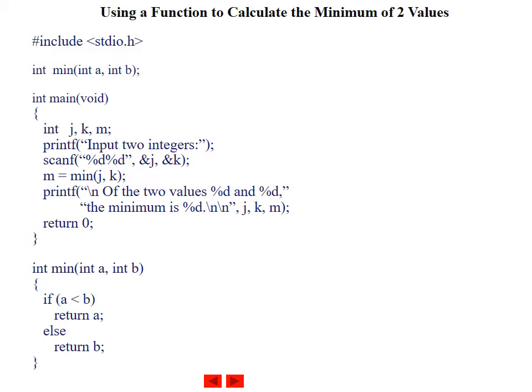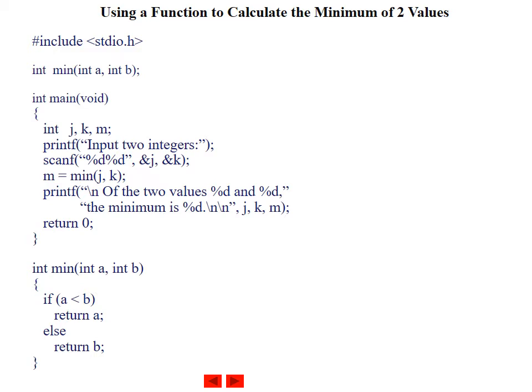Remember, I said the value of j will become a, the value of k will become b. So this will be value of say 1 and 2. So if a is less than b, return a. That means it gives you the output of a, right? Else return b. Okay. So what is returned here now is what will come in there, right?